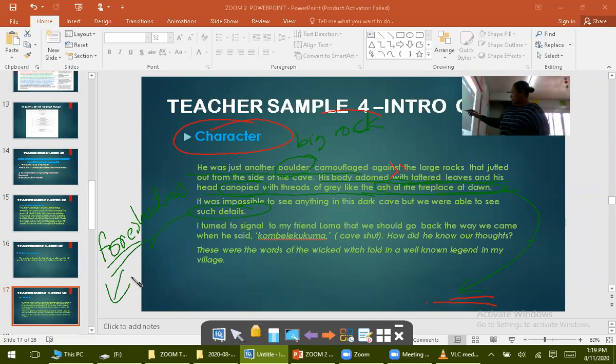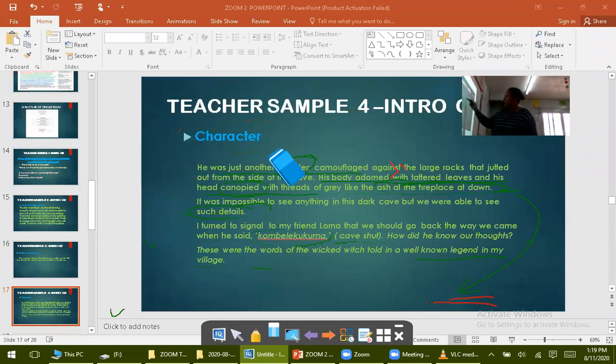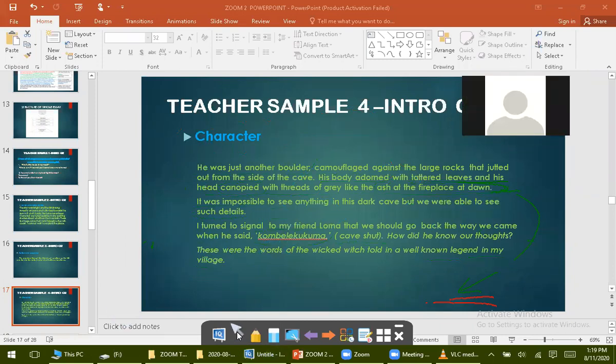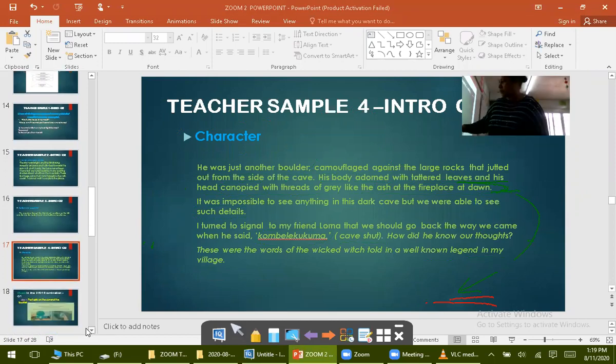I tend to signal to my friend Lona that we should go back the way we had come when he said this in some strange language in a legend from my place. But it means cave shut. How did he know our thoughts? These were the words of the wicked witch told in a well-known legend in my village, right? So this was a legend, but I am seeing it displayed right there. So this is just to create an atmosphere of magic and strange things according to the theme of the story, okay? So you will write better stories than that.